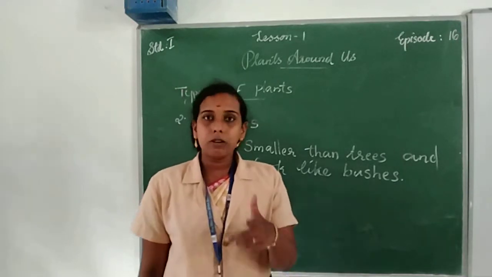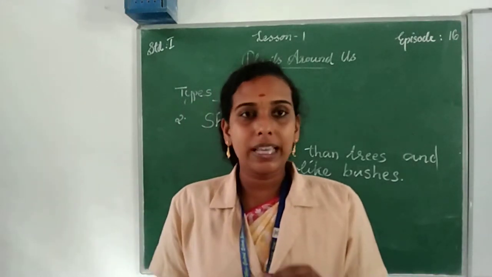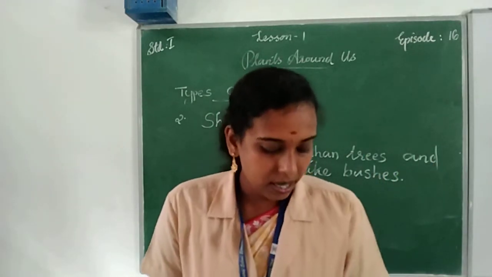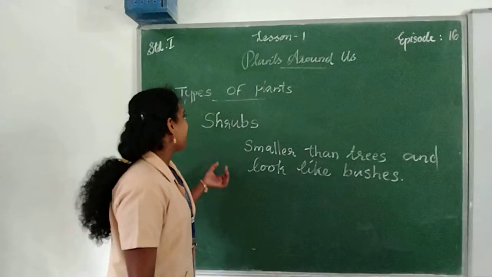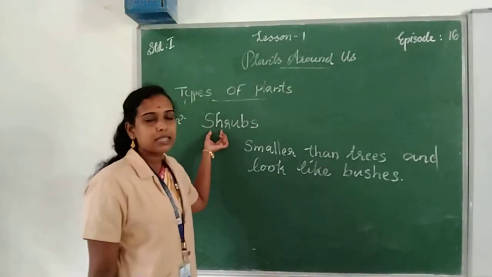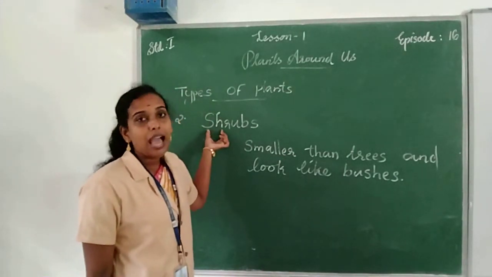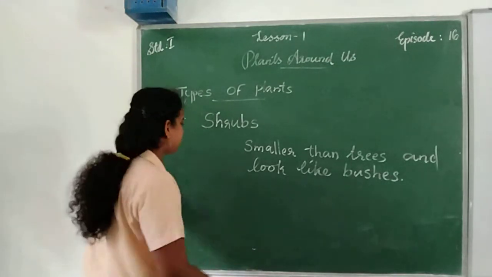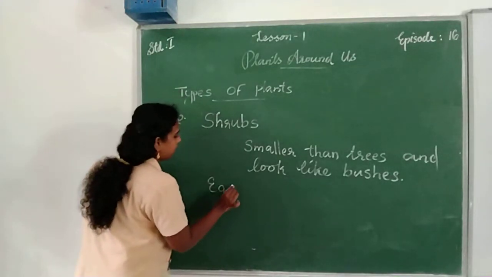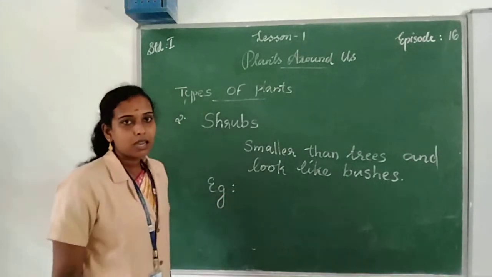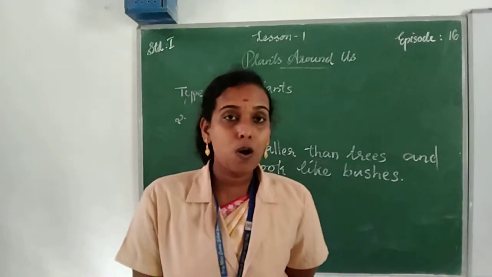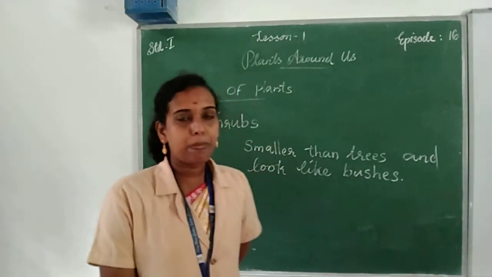We get cotton from the cotton plant, and we already know about cotton from our second term test. The cotton plant is a bushy plant and it is also a shrub, which means it is smaller than a tree and looks like a bush. Examples for shrubs are jasmine, which means mulla, rose, then cotton plant.